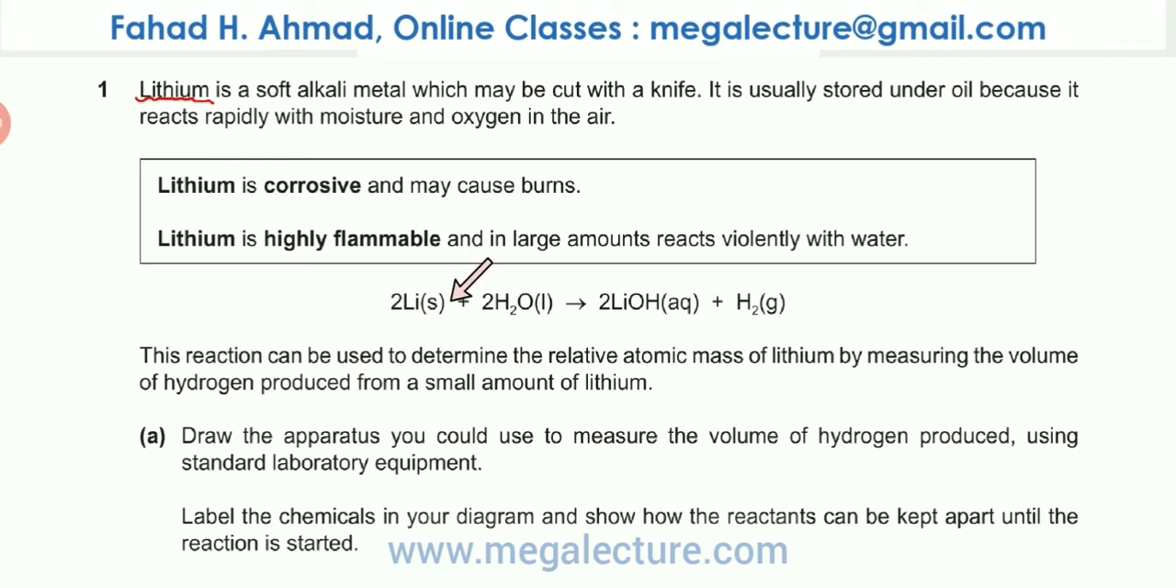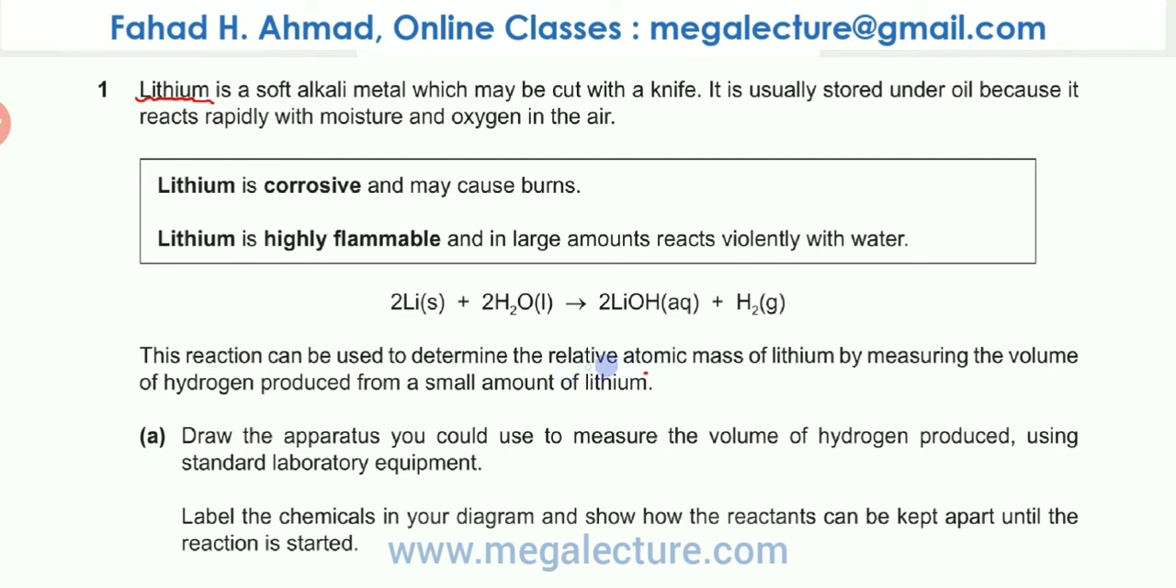The reaction equation is provided. It's lithium reacting with water, producing lithium hydroxide, and hydrogen gas is given off. Usually, it's the hydrogen gas that is flammable. The heat generated in the reaction causes an explosive reaction because hydrogen catches fire. Now, this reaction can be used to determine the relative atomic mass of lithium. That's the main purpose of this experiment.